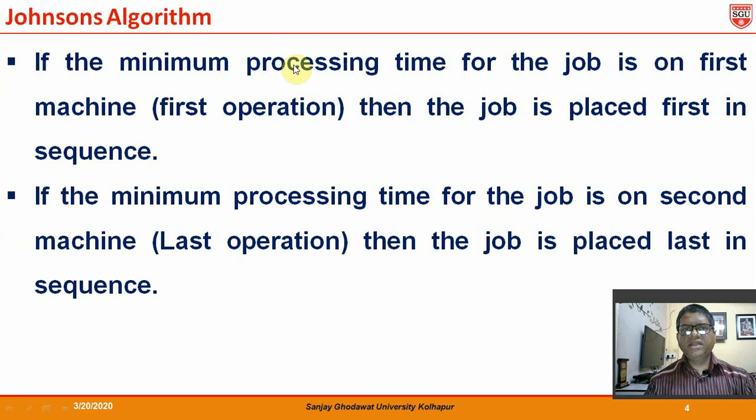It states that if the minimum processing time is for the first operation, then we have to place the job first in sequence, and if the minimum processing time for the job is for the last operation, then that job must be placed last in sequence. It is very simple. Let us try to understand with respect to an example.